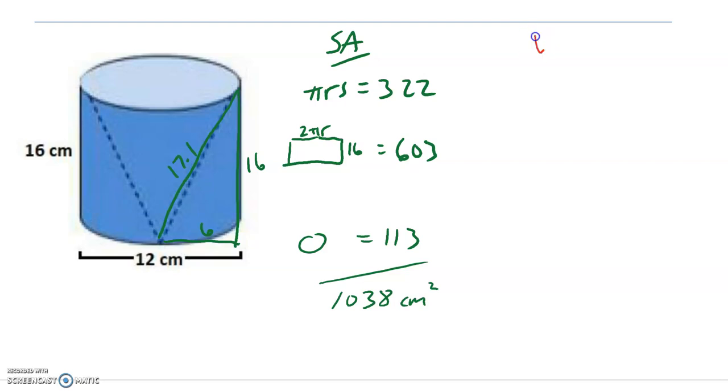All right, so let's try the volume. Now for the volume for this one, we got two main volumes. We've got the cylinder and the cone, and we'll actually be subtracting them this time. I'm going to start with just the cylinder.